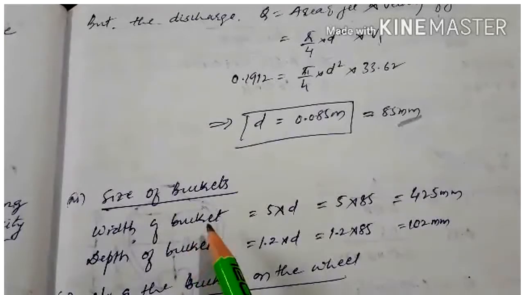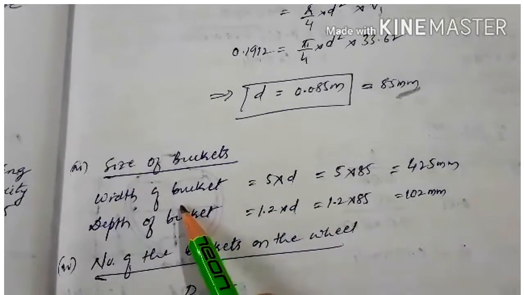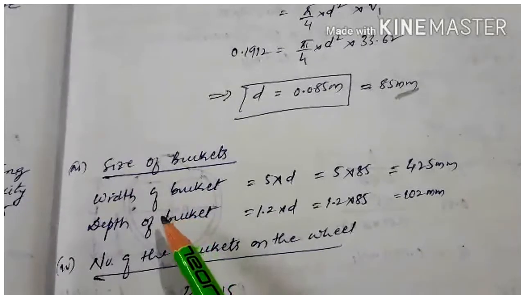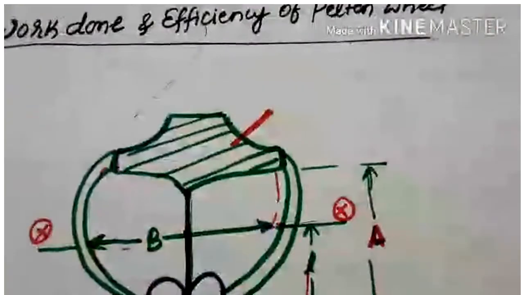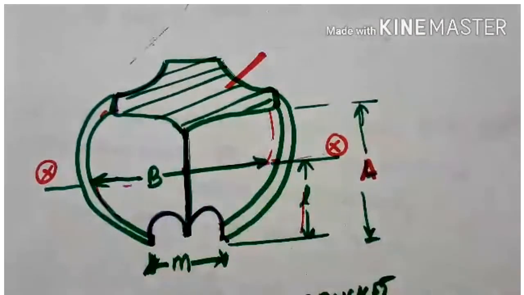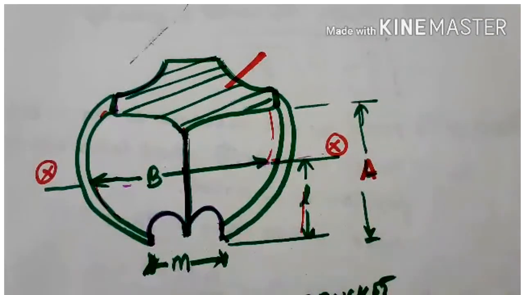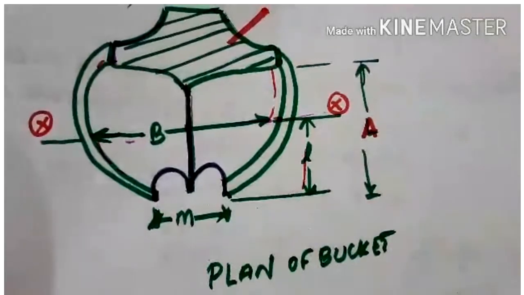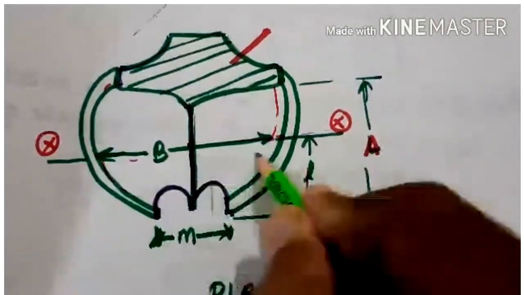Then the size of the buckets, that means the width of the bucket to be calculated, and the depth of the bucket also to be calculated. This is the plan of the bucket. So we need to calculate this width of the bucket. We can also calculate the groove width, and the radial distance can also be calculated, and also the depth of the bucket, that is this depth. Sorry, the depth is this one. The depth of the bucket is to be calculated.